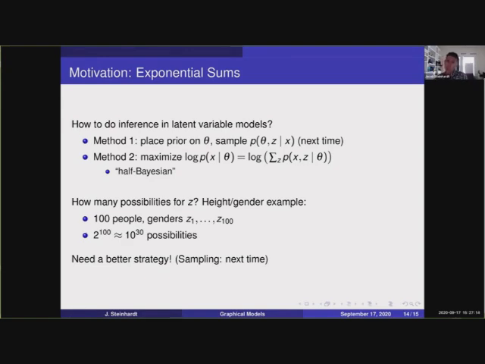And so we'll need a better strategy. There's this entire field of study on approximate sampling algorithms that can do this efficiently. And we're going to start on that next time. And that'll be the topic of the next few lectures.